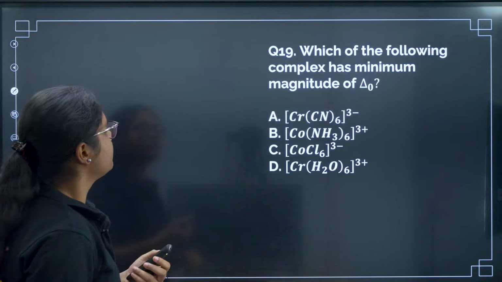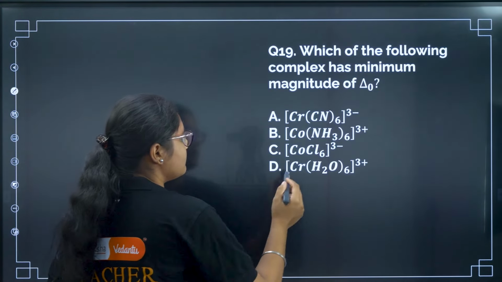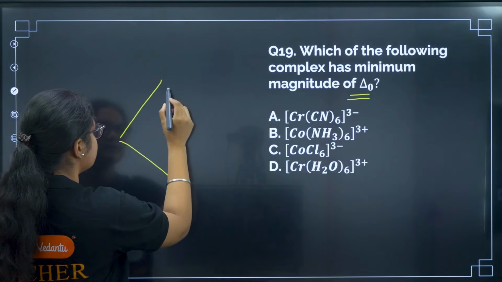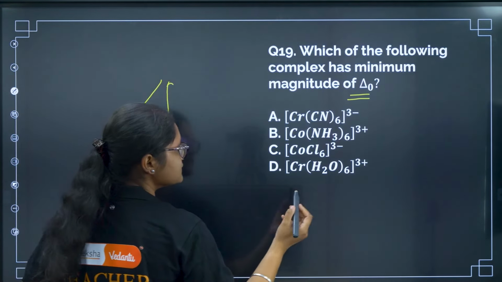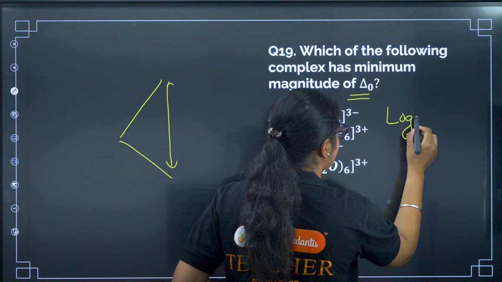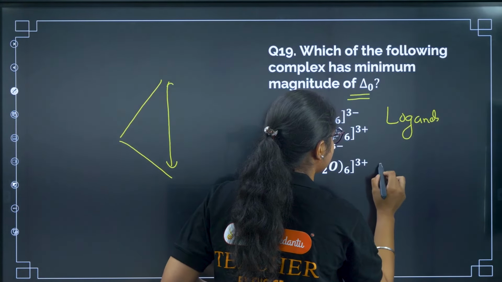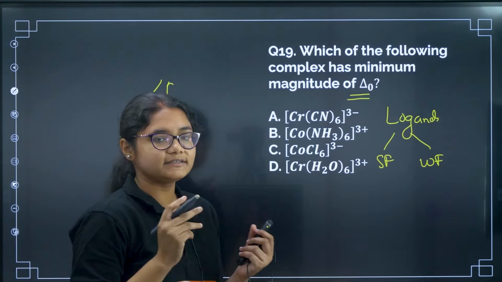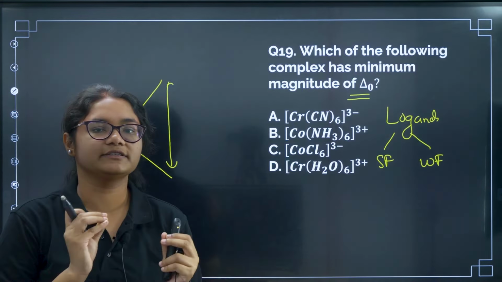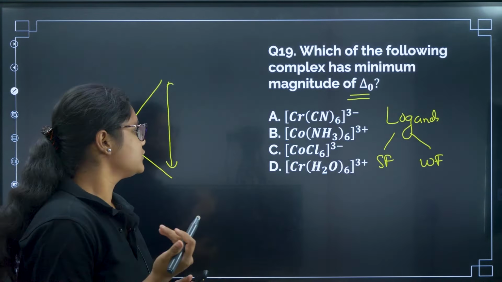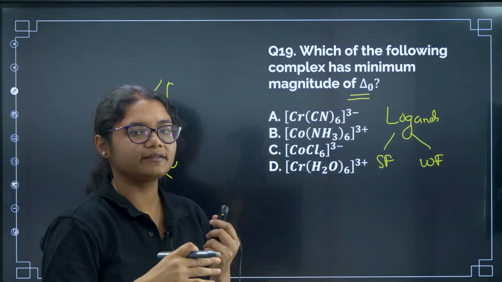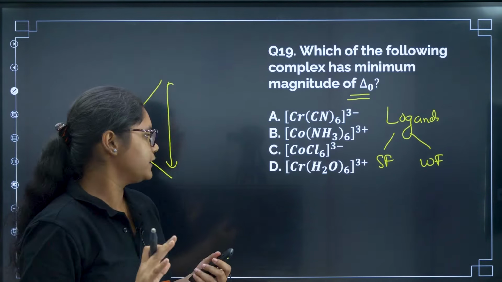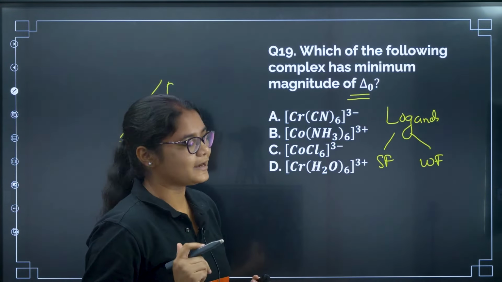Next, which of the following complexes has minimum magnitude of delta O? Minimum magnitude means the splitting of the d orbital is less. We know ligands are of 2 types: strong field ligand and weak field ligand. If it is a strong field ligand, splitting will be more. If it is a weak field ligand, splitting will be less. So you can just see the options and check whether they are strong or weak field ligands. Coming to option A, CN is a very strong field ligand, so that cannot be the answer. Splitting will be more in that case.